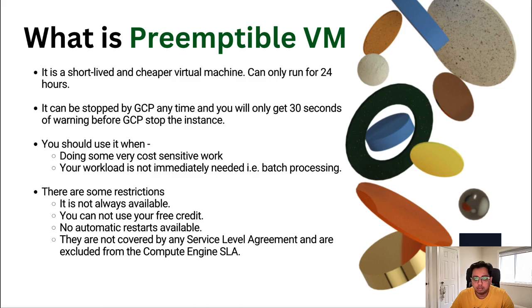And another one is whatever SLA or Compute Engine SLA that Google Cloud claims, that's not covered in this preemptible virtual machine, which makes sense because one of the points on this preemptible virtual machine is that GCP can stop that virtual machine at any point of time, and you literally get only 30 seconds of warning before GCP tries to stop that instance. So there is no SLA around this preemptible virtual machine.